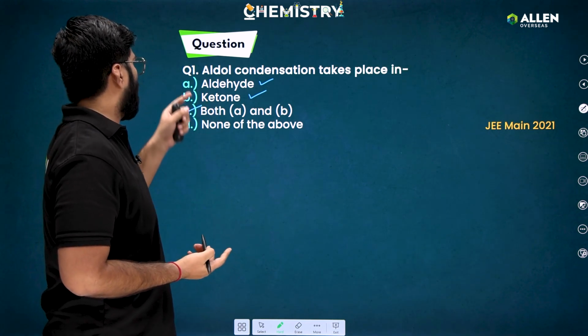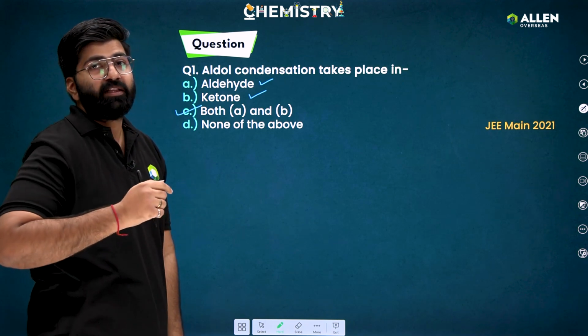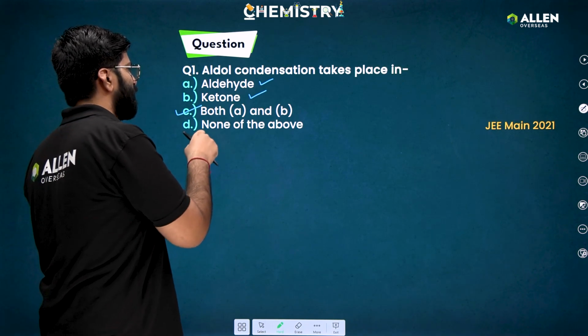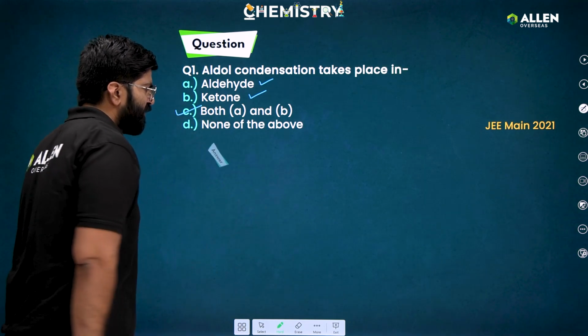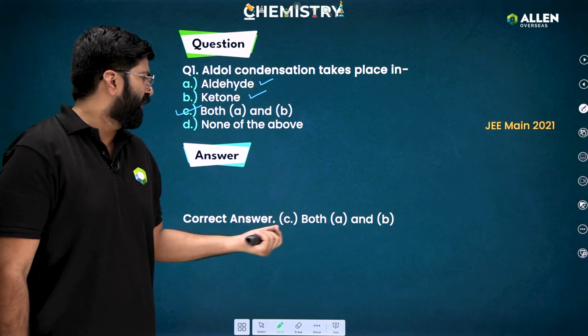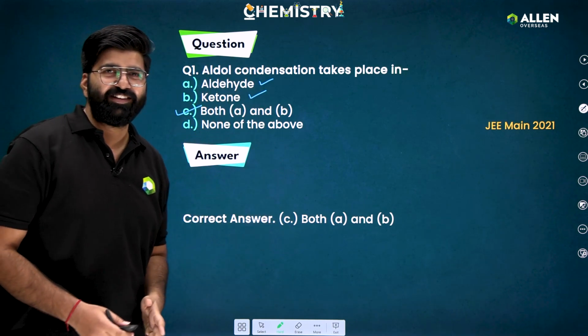But sir, why? Why can't A, B, C, all 3 be correct? Because this is your JEE Main question and it is a single choice correct answer. That's why the correct answer is option C. Let's see the answer. Your correct answer is option C, which means both aldehyde and ketone are going to show aldol condensation.